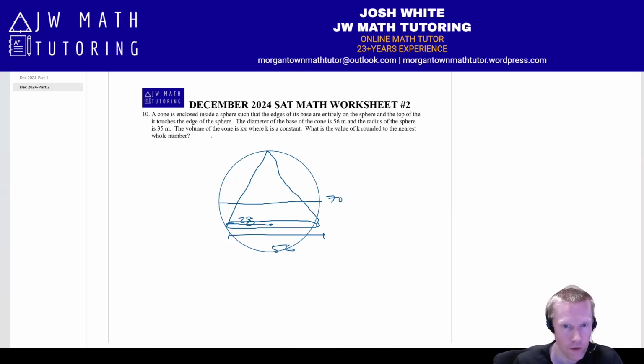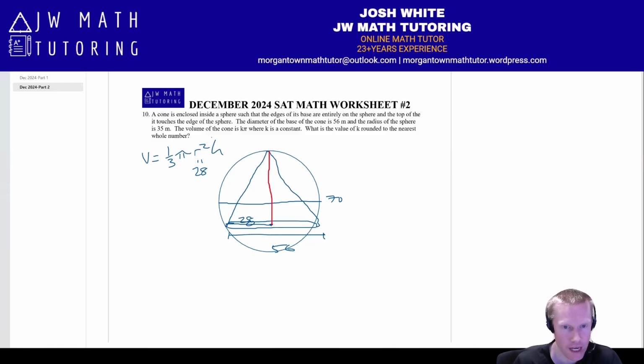All right, so they basically want to know what the volume of the cone is. So the formula for the volume of a cone is 1/3 pi r squared h. So we need the radius of the cone. Well, that we actually already have. It's 28, but we need the height of the cone. Okay, we need this total distance right here.